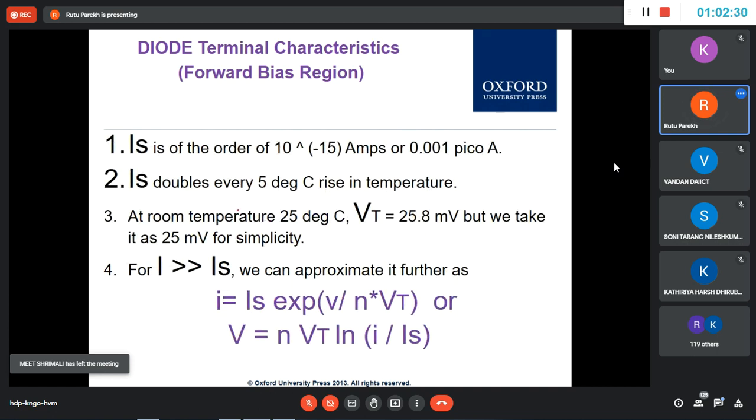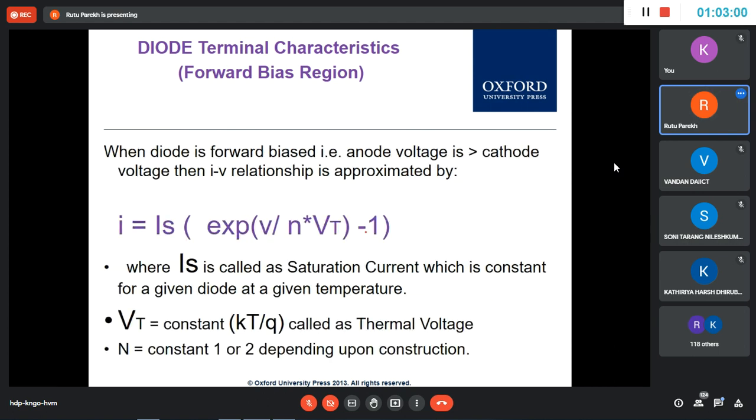And Is will double every 5 degree rise in temperature. That is a function of temperature. And for I very, very greater than Is, because our I is in milliamp when it is conducting. So when it is conducting and it is not in this very low voltage, I is very, very greater than Is. And in that case, we can approximate, because e raised to this term is already bigger. So you can neglect minus 1.